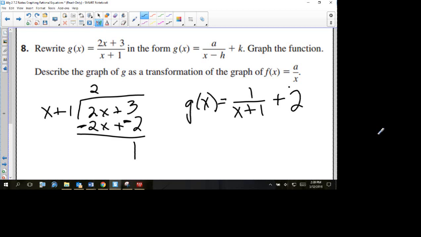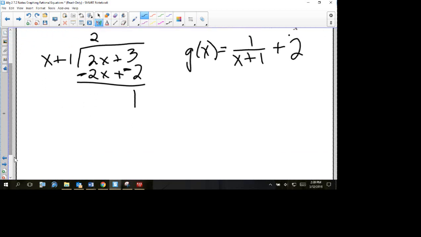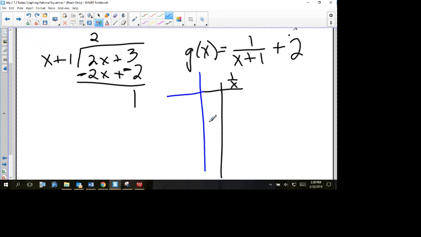We all make mistakes. Okay, so from there, if I were to make a table, what would be my parent function? Be 1 over x. And then to my x's, I would subtract 1. And then to my y's, I would add 2.